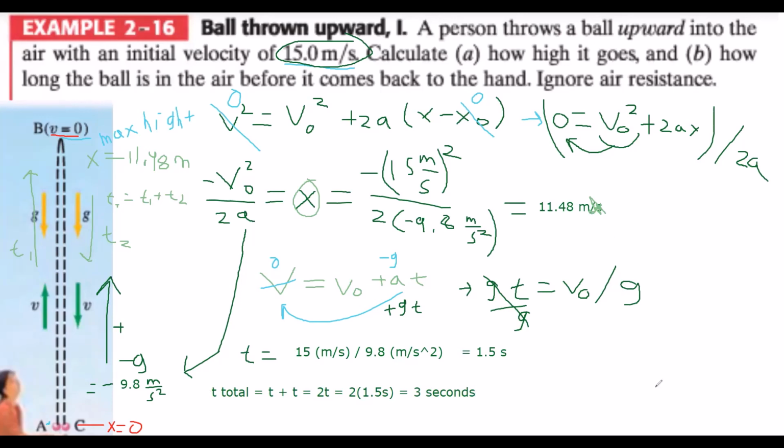Yeah. Nice. So then this is your value for A. This is your value for B. Capital A, so you don't think it's acceleration?